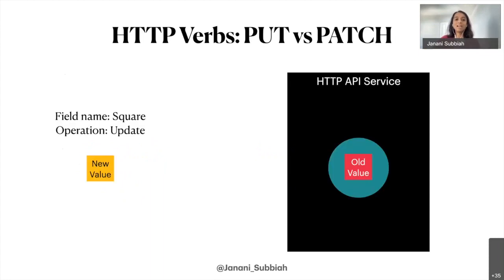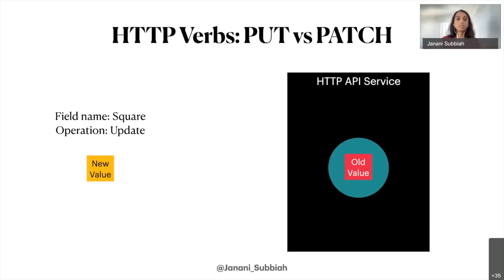But as far as the PATCH goes, the first difference you'll notice here is the request is not the entire resource. Instead, we identify a specific field or value within our resource that needs to be modified. So in our case, assuming we have a resource and that resource has a field called square, and that's the one we want to update, we can use a PATCH request that looks like this.